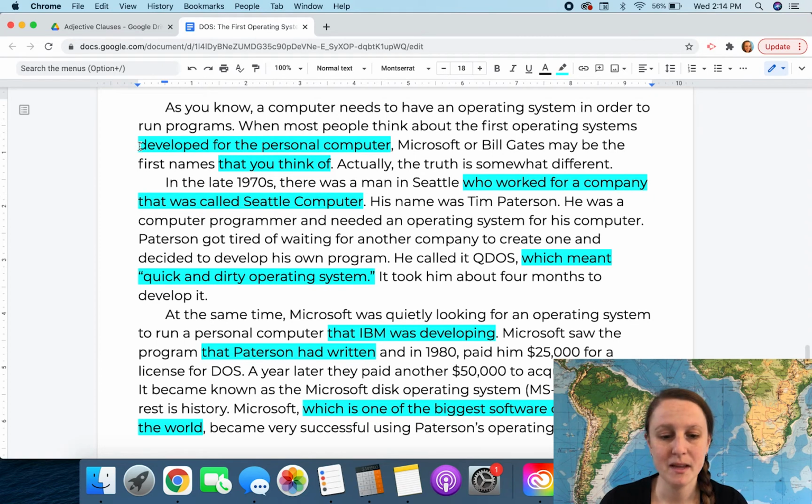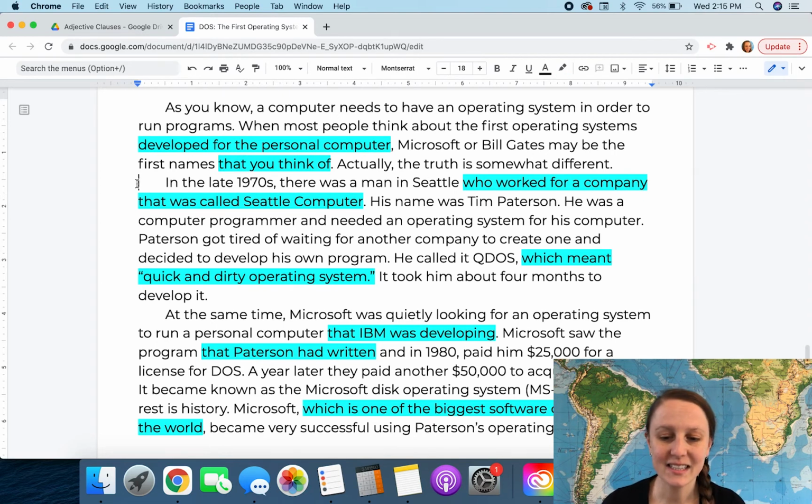Microsoft and Bill Gates may be the first names that you think of. In this case, our relative pronoun is that, and it's actually the object of this clause, so we cannot reduce this to an adjective phrase. Now, some of you might be thinking, oh, but we can delete that. We can delete the relative pronoun, and that's true. We can delete that relative pronoun, but it's still an adjective clause. It's not reduced to an adjective phrase because it still has a subject and verb, you think. Anyway, that's a sidetrack. Let's look at our next paragraph.